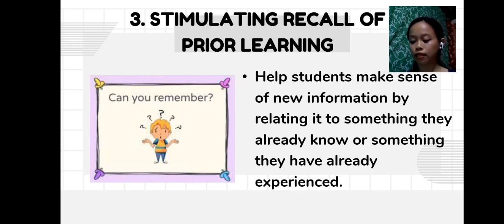And the next is stimulating recall of prior learning. It means that we need to help students make sense of new information by relating it to something they already know or something they have already experienced. It means that we need to activate the learners' existing knowledge related to the topic. This helps them build connections and make the new information more meaningful.